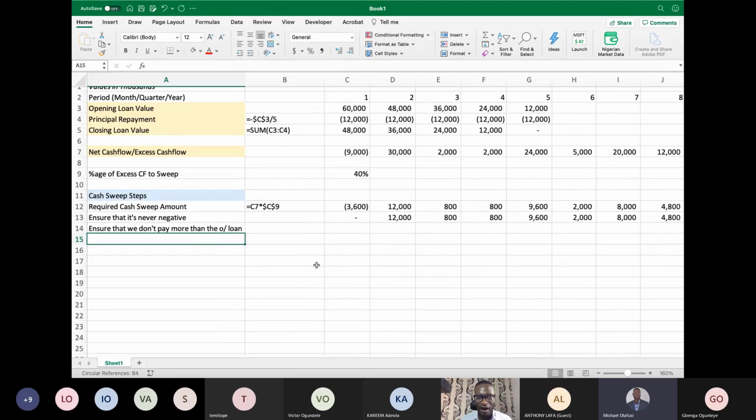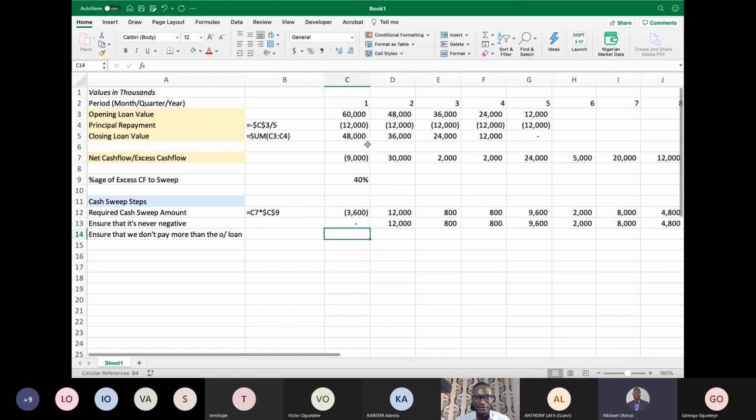Okay, so how are we going to do that? How am I going to ensure that I don't pay more than the outstanding loan? Think about it. If I don't want to pay more than the outstanding loan, what is the outstanding loan? The outstanding loan is this. Anytime, every year, what you have outstanding is your closing loan value, right?